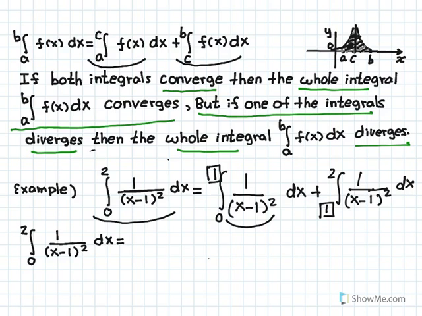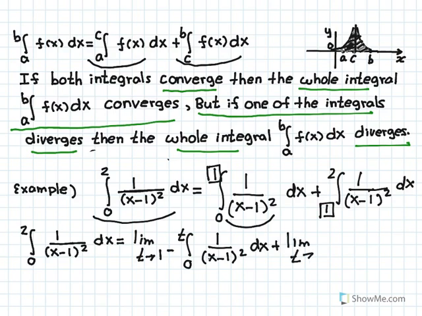In formal notation, we write this as the limit as t approaches 1 from the negative side of the integral from 0 to t, 1 over (x minus 1) squared dx, plus the limit as t approaches 1 from the plus side of the integral from t to 2, 1 over (x minus 1) squared dx.